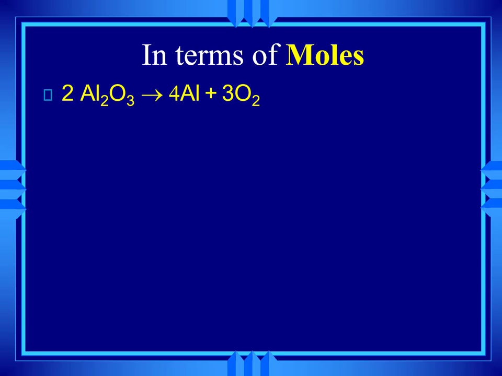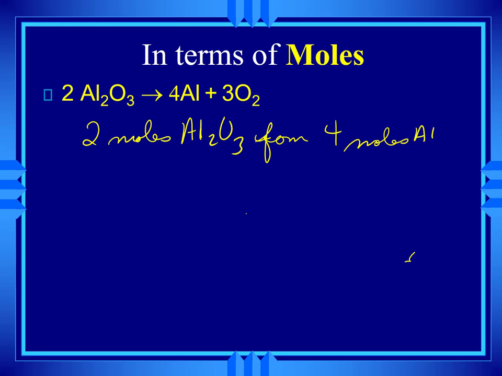Okay, so you don't want to forget it when you get home tonight and have to write it down. That would be 2 moles of the Al2O3 form 4 moles of Al and 3 moles of O2. Yeah, that's really easy. Not much harder.